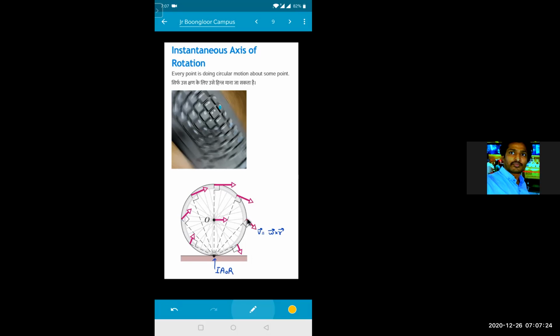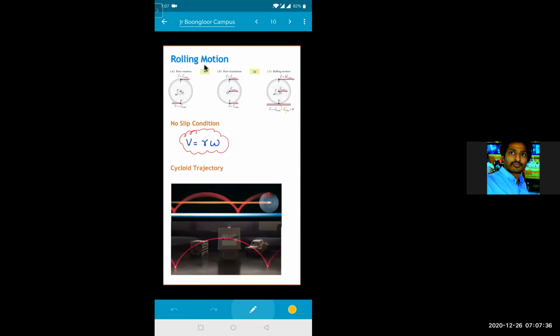And for pure rolling, this V will be equal to how much, beta? Omega bar cross R bar. Okay, so that is the point you need to remember. Now see, pure rolling motion, what I told you, is a combination of pure rotatory and pure translatory motion.